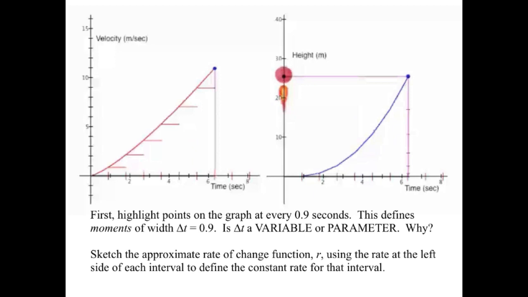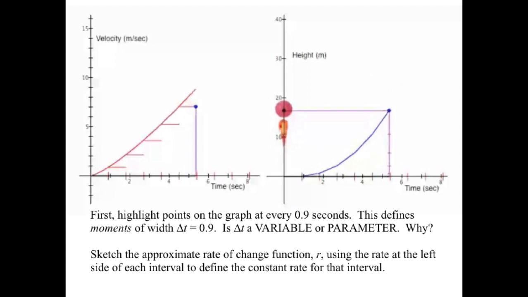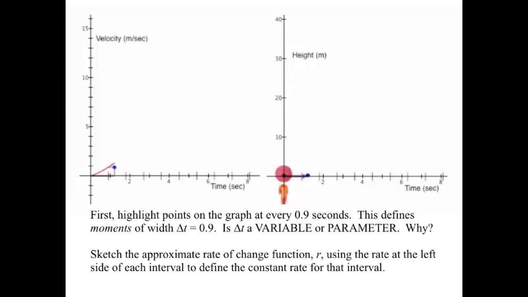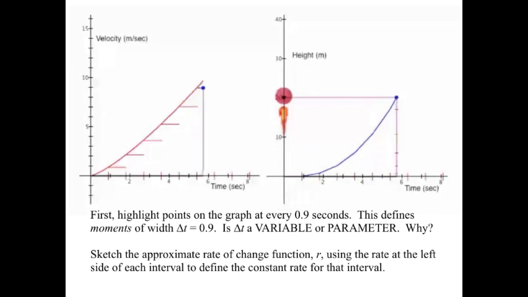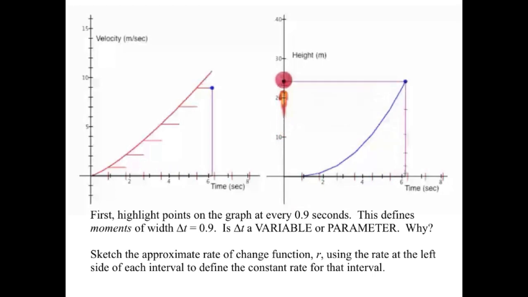I'm kind of saying what you're saying. We want to use the rate at the left side of the interval to be the constant rate for that whole interval. We want to use the rate at the left side of each interval to define the rate for that interval. Just look at an interval and you say, if I'm using the left, I'm using the rate at the left side of that interval to be the constant rate for the whole interval. So say that interval right there. What's the rate at the left side of that interval? Yeah, exactly.